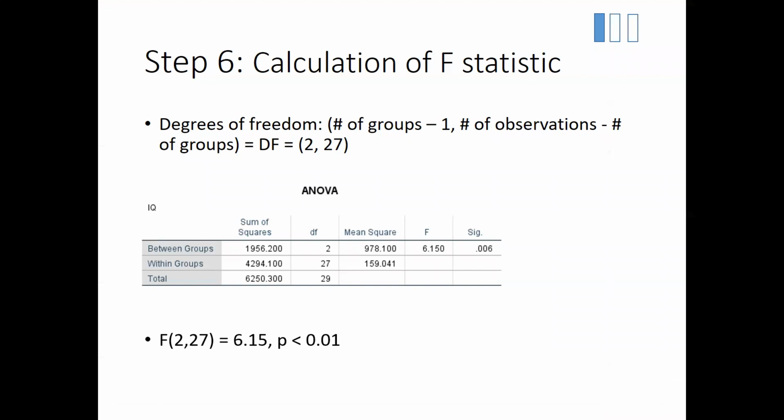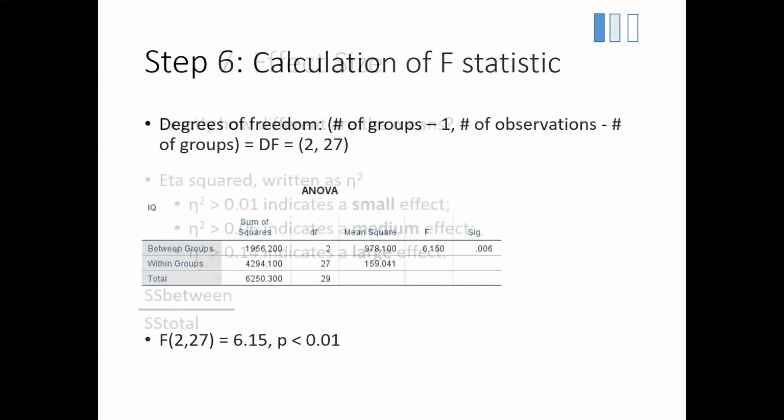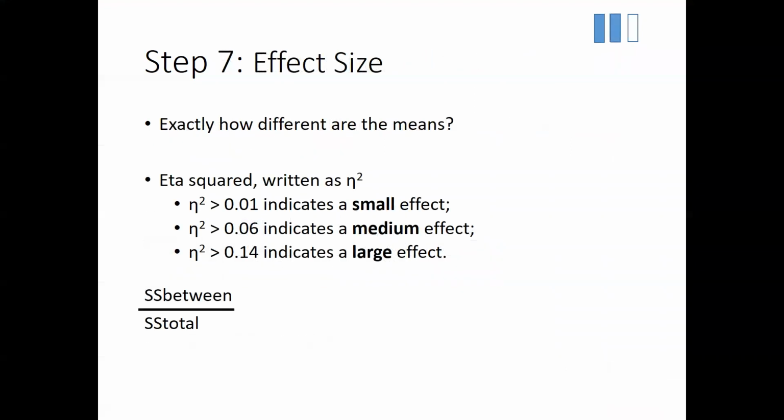So 10 students in each school times 3 schools is, of course, 30. So you take the number of observations, which is 30, minus the number of groups, number of schools, which is 3, and that's how you get 27. Makes sense? Okay. So F statistic 6.15, less than 0.01. Everybody good? Okay, go back to that right quick.